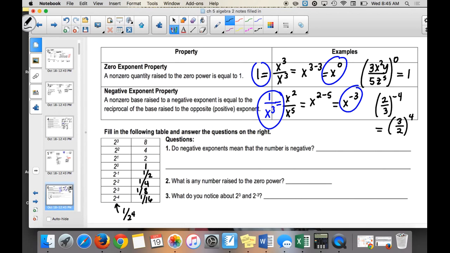It follows that pattern. So do negative exponents mean that the number is negative? If I had 2 to the negative 4, was my output negative? No, I had a positive number in the end, so no. It is just the reciprocal of the positive exponent. So if I raise the whole thing to a positive number, it's a reciprocal. What is any number raised to the 0 power? 1. And what do you notice about 2 to the 3 and 2 to the negative 3? They're reciprocals, exactly.